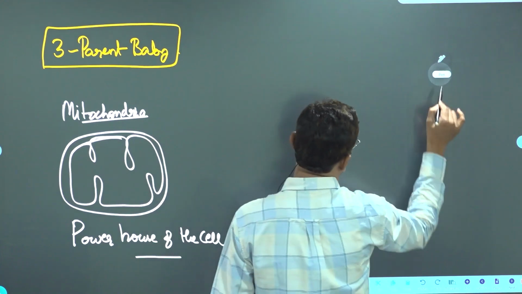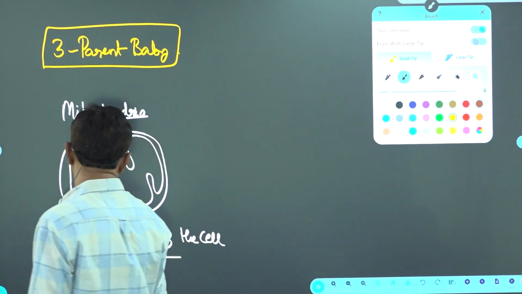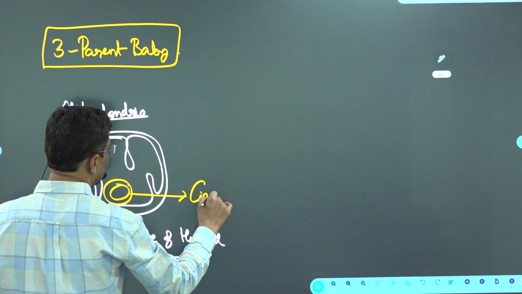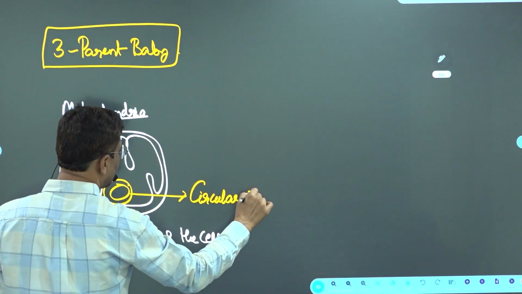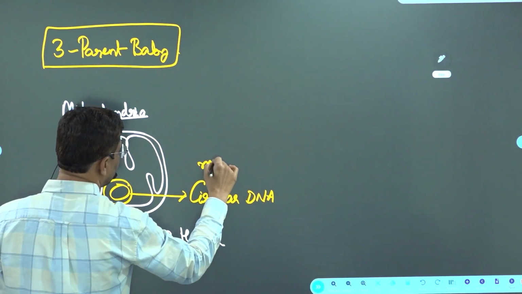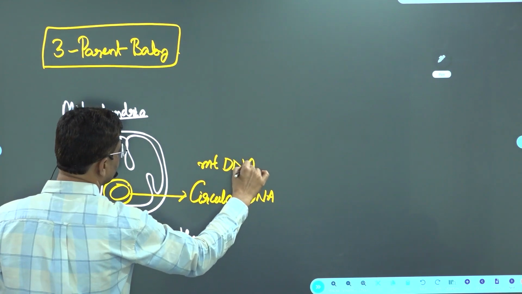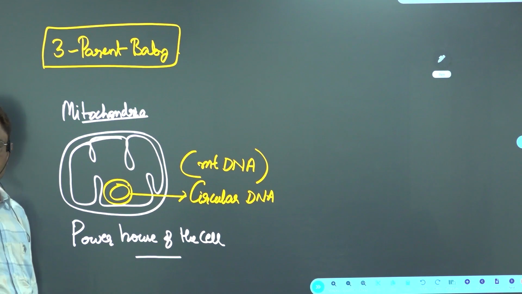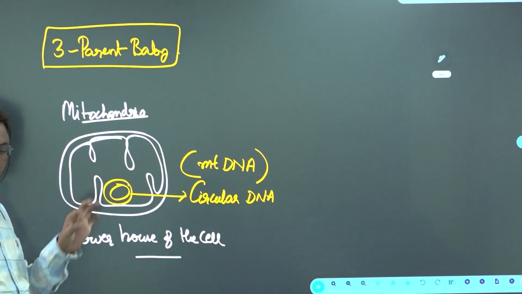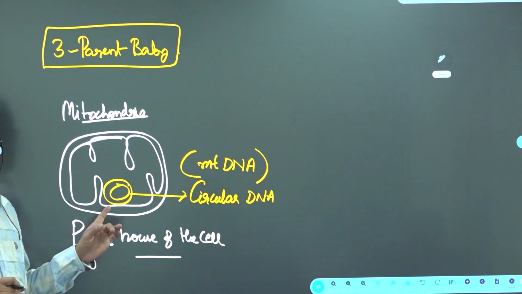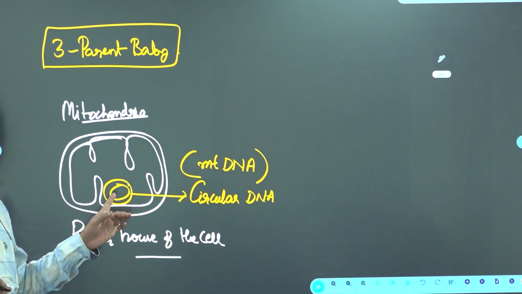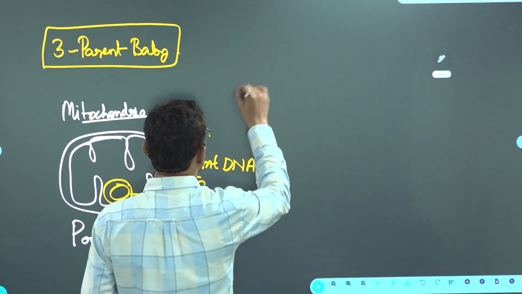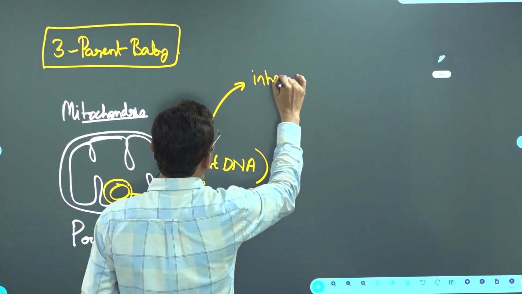In this mitochondria, a small amount of circular DNA is present. This is called mitochondrial DNA, or you can say mitochondrial genome. Got it? That means the mitochondria has a separate DNA. That's why it is called a semi-autonomous cell organelle. And here, this mitochondrial DNA inheritance is maternal.